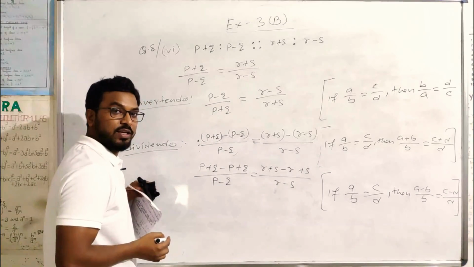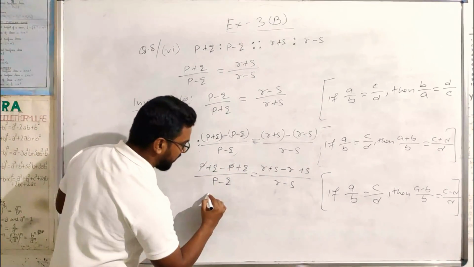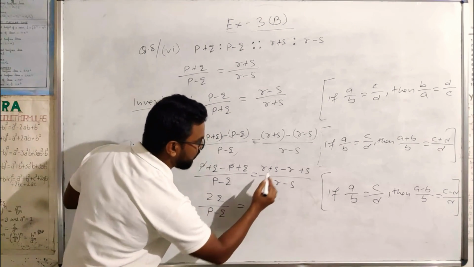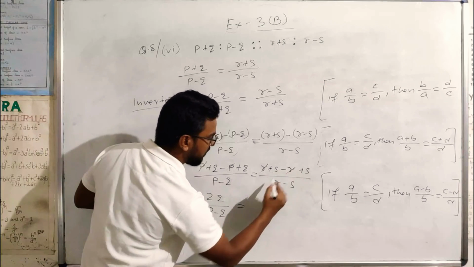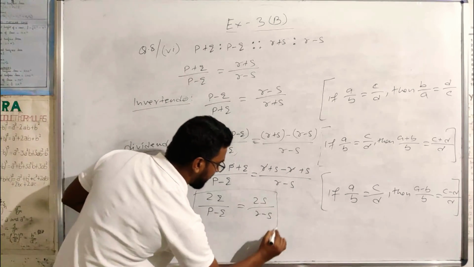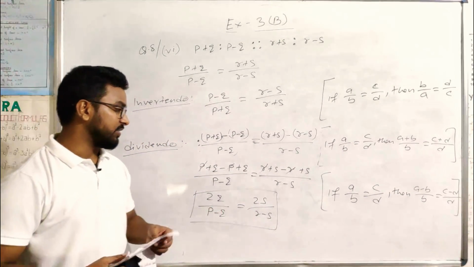Now what can we cancel? P we can cancel, right? So this will become 2Q by P minus Q is proportional to, R cancels, 2S by R minus S. This is the dividendo. Okay, so this is our required answer.